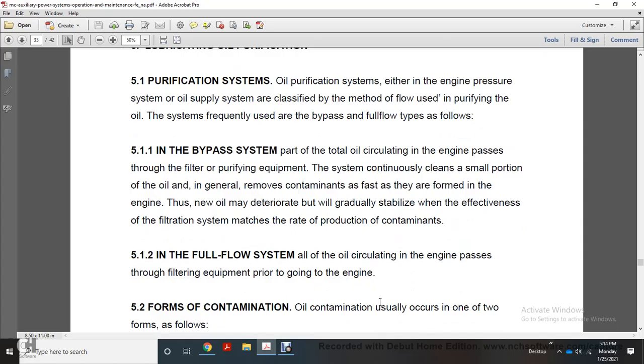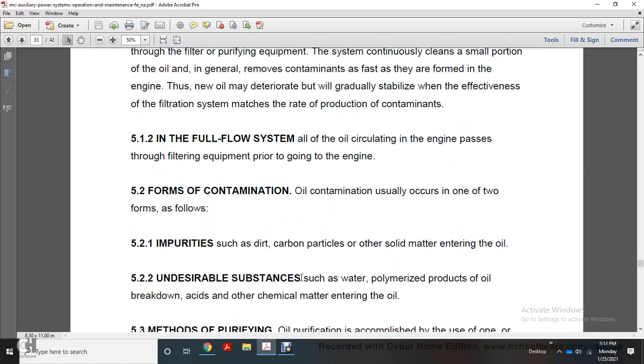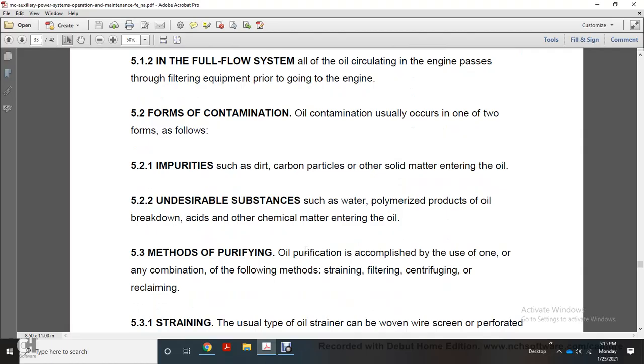Forms of contamination: oil contamination usually occurs in one of two forms. Impurities such as dirt, carbon particles, or other solid matter enter the oil. Undesirable substances such as water, polymerized products of oil, breakdown acids, or other chemical matter enter the oil. Methods of purifying: oil purification is accomplished by using one or any combination of the following methods: straining, filtering, centrifuging, and reclaiming.